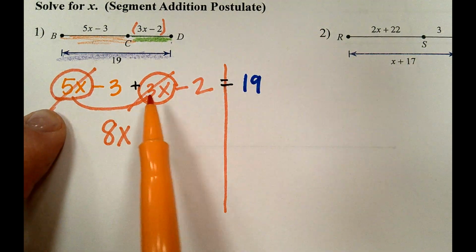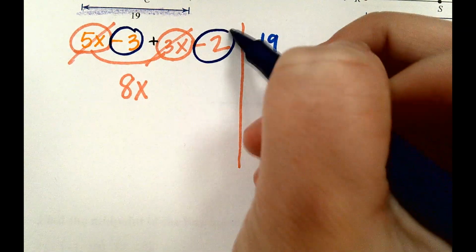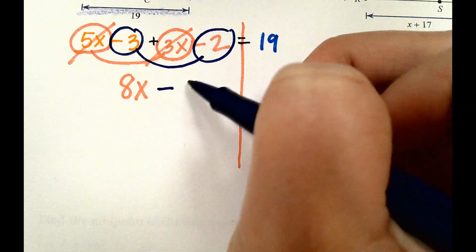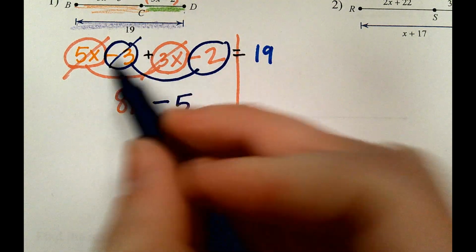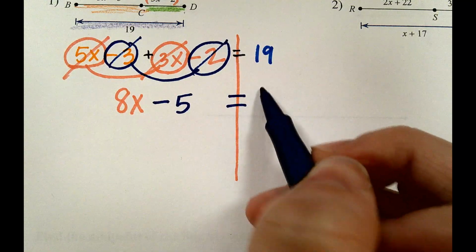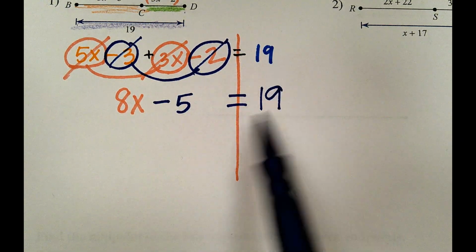So I've done my x's. What other like terms do I have? -3 and -2. Yes, good, Jacqueline. When I put those together, I get -5. And then we just bring everything down: 8x minus 5 equals 19. And that line you can already see is really going to help us stay organized.